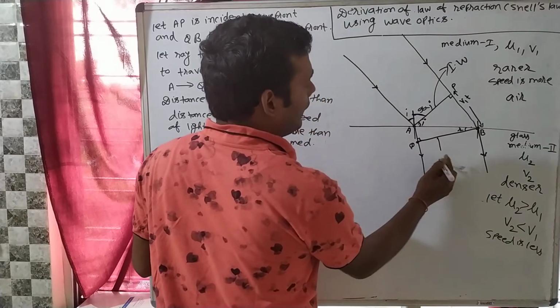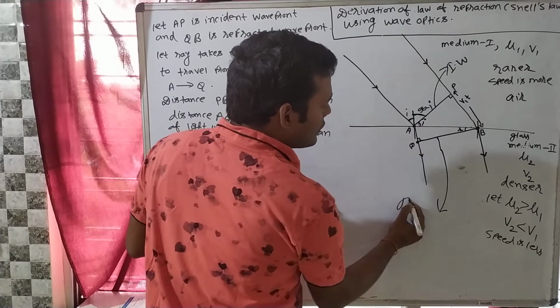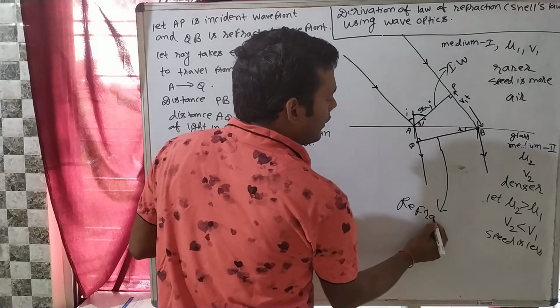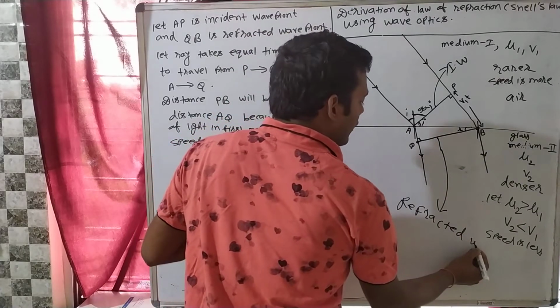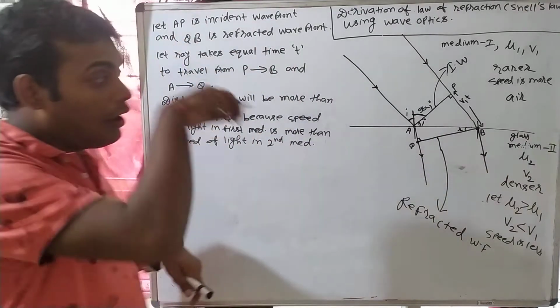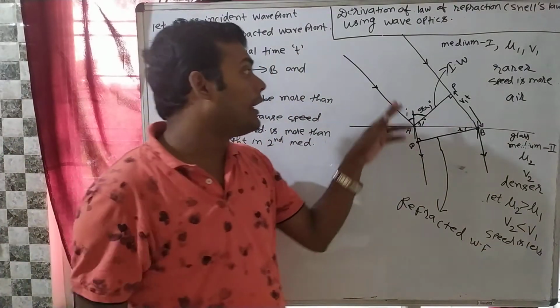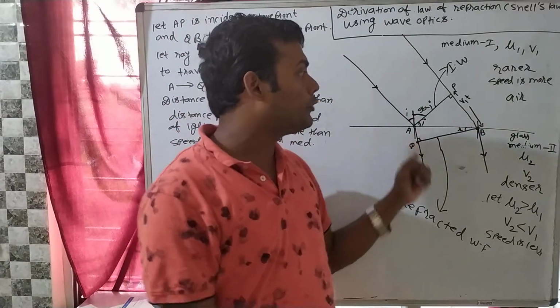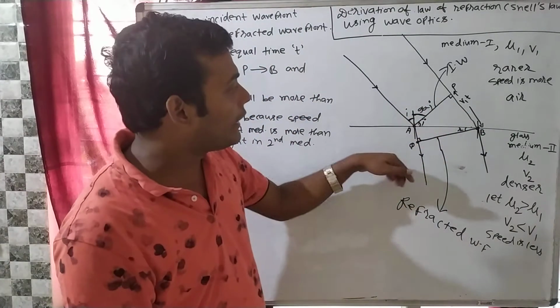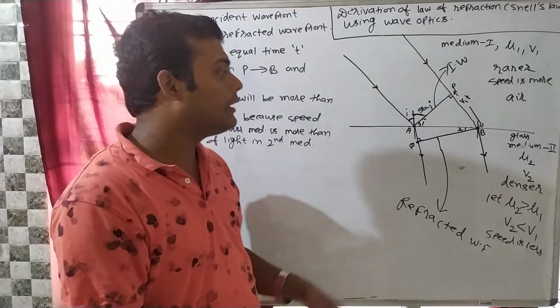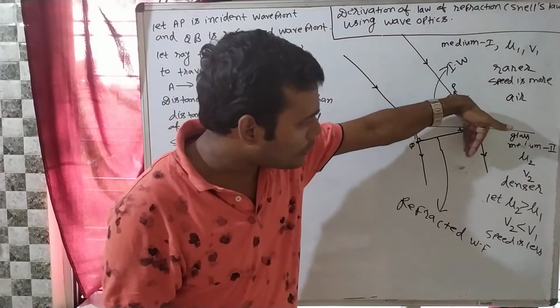This one is known as the refracted wavefront. Clear? How will we make the refracted wavefront? We know that when any ray of light goes from rarer medium to denser medium, it will bend. So I will make the normal, and then I will bend it. This will also bend.